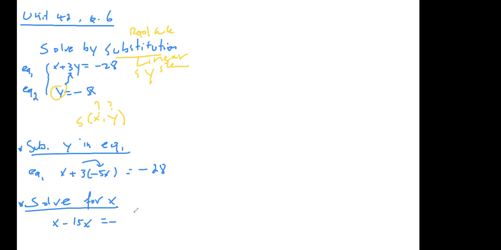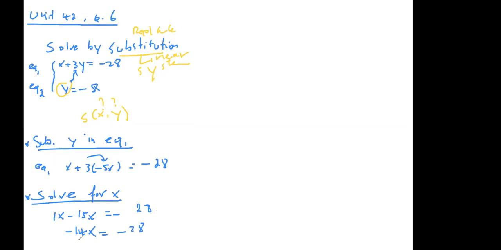And then negative 28. What else? We can combine these two. So this is 1x minus 6x, which is? Negative 14x. That's right, and that's equal to negative 28. What do you do after that? Divide. Divide by negative 14. Divide both sides by negative 14.